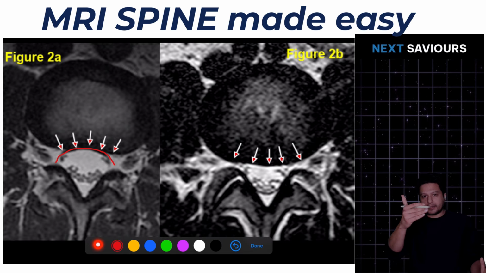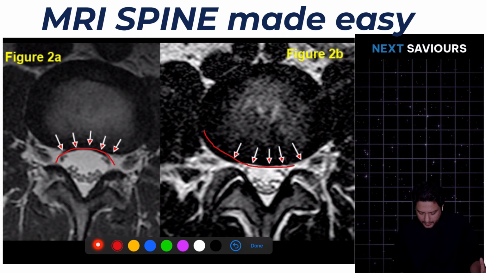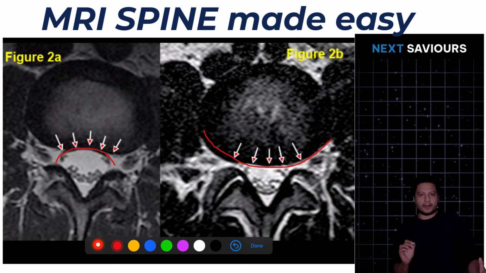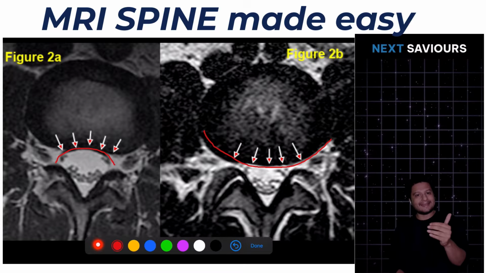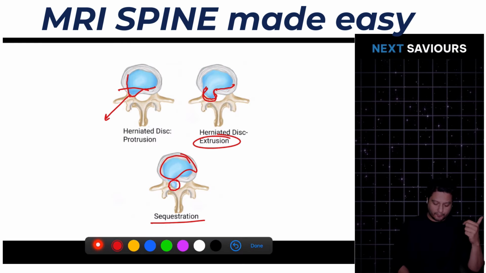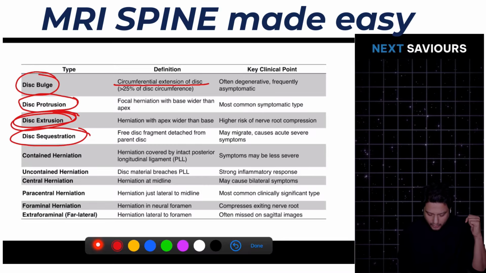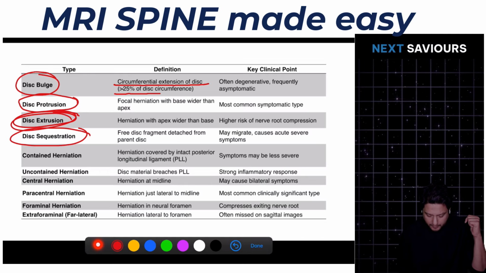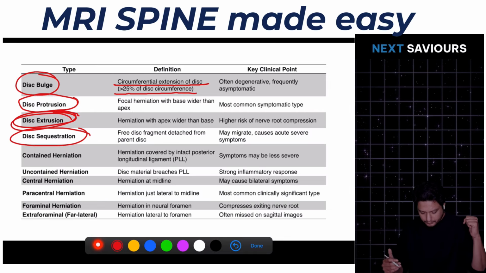But in case of a disc bulge, here we have a protrusion, that means herniation of the disc into the spinal canal, where more than 25% of the diameter is getting bulged. So this is how you will identify a disc bulge. And if we go with the definition, it is a circumferential extension of the disc, that means more than 25% of the disc circumference into the spinal canal.